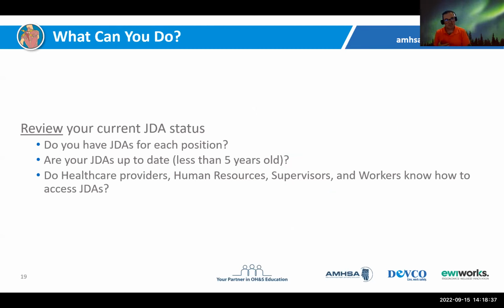We're nearing the end of Q3. For a lot of organizations, this is when you're trying to pitch some plans for next year. So what you should do is look at your current status. Do you have JDAs for each position? If you don't, do you have a plan to make them? If you do, are your JDAs up to date? And by up to date, I mean less than 5 years old.